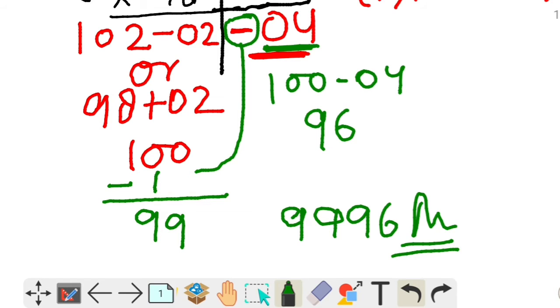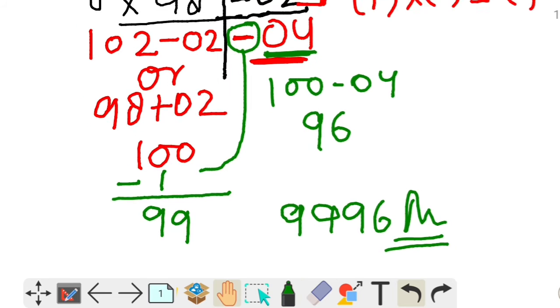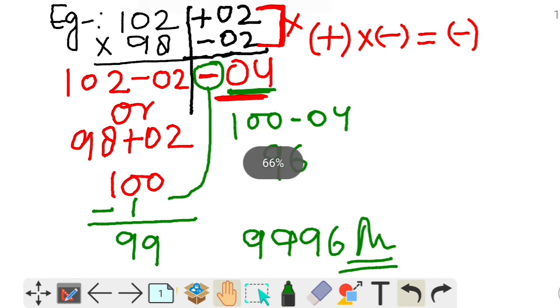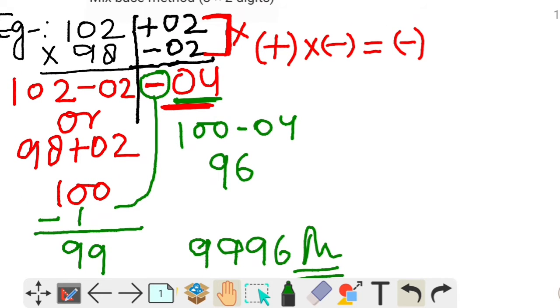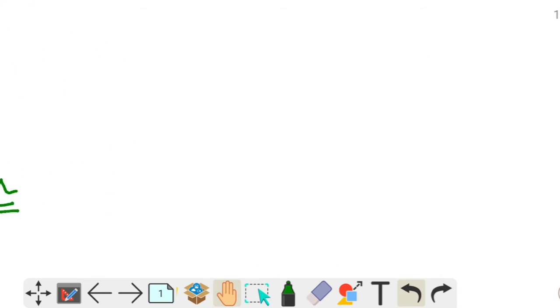Okay, this method may take a little time to understand, but it is very easy to solve the questions. 2-3 questions I'll make you understand, then you will understand it much better. If you want, you can take a screenshot or rewind the video. One more question I'm explaining to you, after that it may get clear to you.